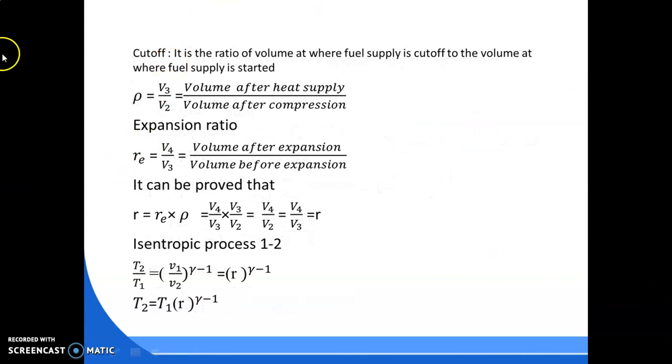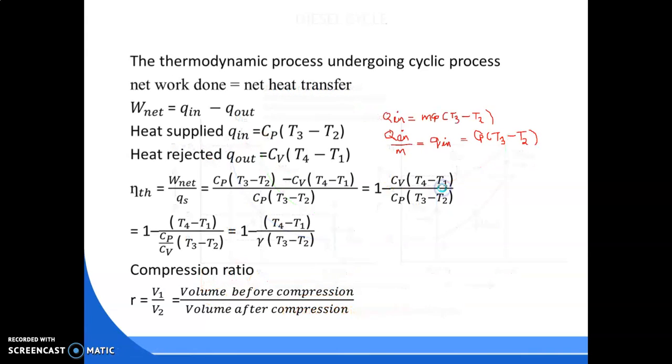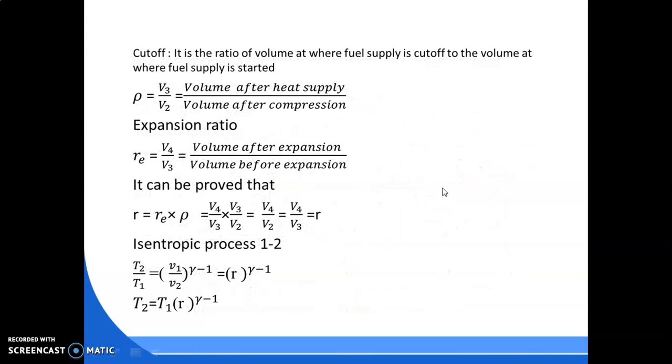Then the cutoff ratio. As we discussed in the diagram, 1 to 2 is compression; the air will be compressed, and at the end of compression the fuel will be injected here. Fuel injection will be completed at which point? At point 3. So fuel starts injecting at point 2 and injection ends at point 3. This point 3 is known as your cutoff point, where the fuel supply will be cut off.